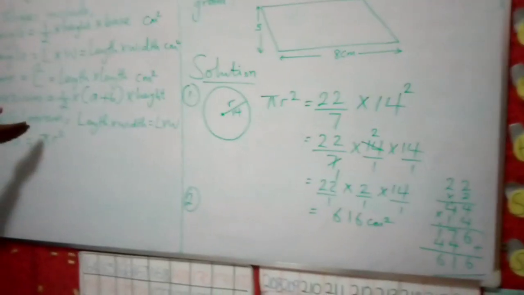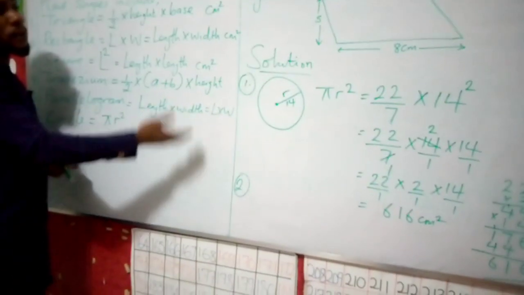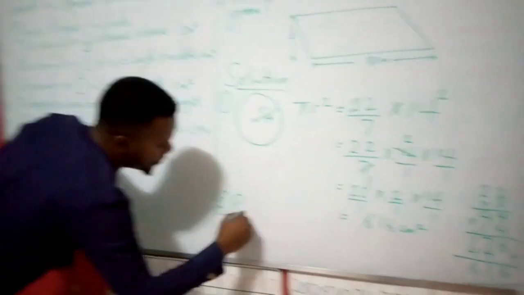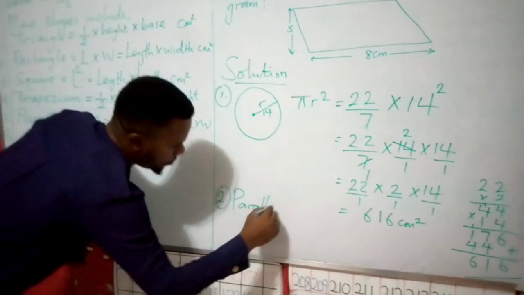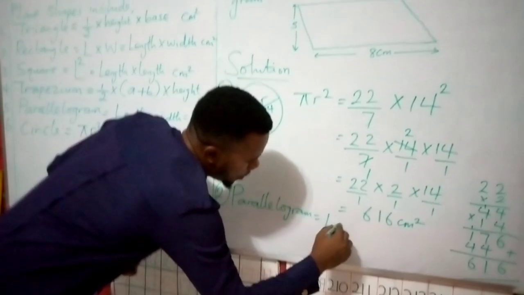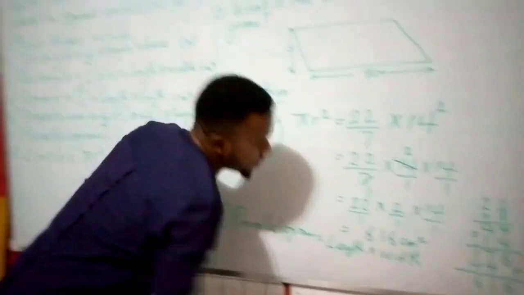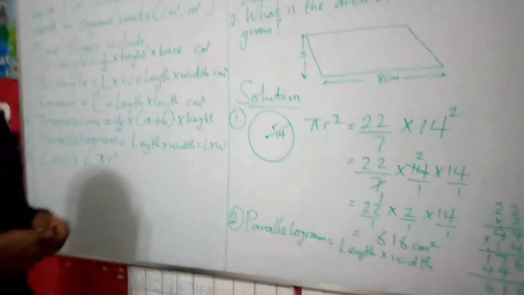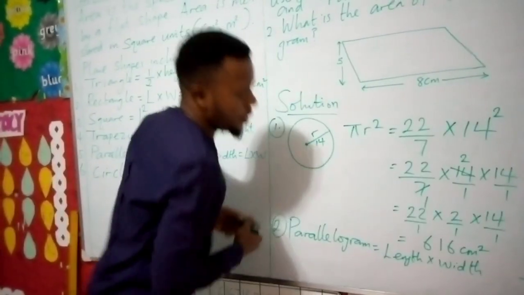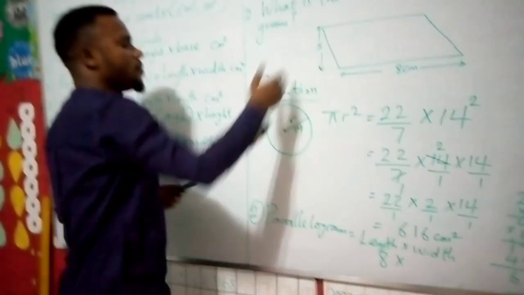A parallelogram, we said it's calculated using what? Length times breadth, or length times width. So you go to this and say: area of a parallelogram is length times width. What is our length? Our length is the longest. So when you check the shape, you know that this is the longest, so it is 8. And our width is the other one, which is 5.